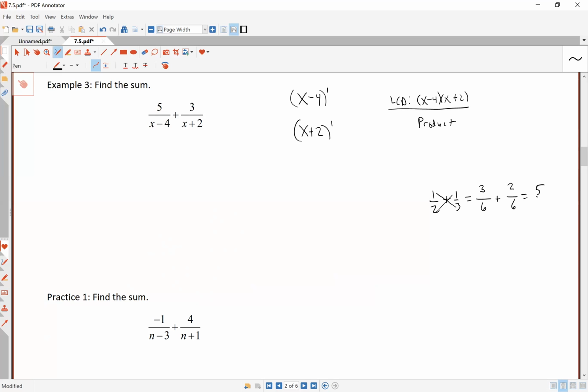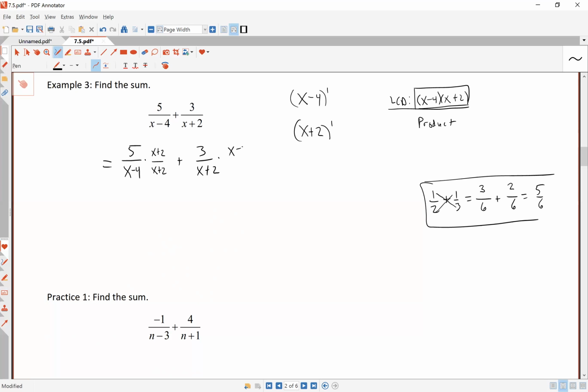So our example, we have 5 over x minus 4, plus 3 over x plus 2, and we want to have an x minus 4 and an x plus 2. So my first one is missing the x plus 2. The second one is missing the x minus 4. When the numerator is an x plus 2 and a 5, we have to distribute that 5 to both terms. Now we have a common denominator, plus. The 3 needs to be distributed to the x minus 4, divided by our common denominator.